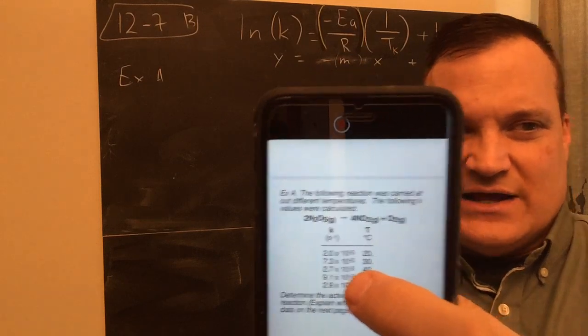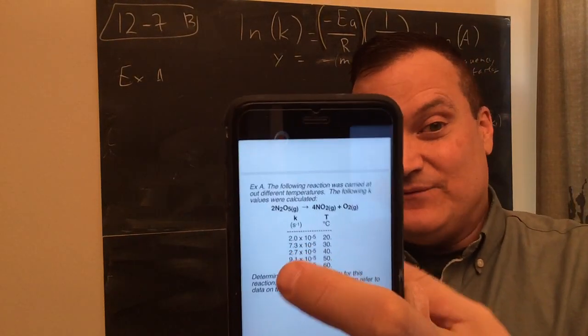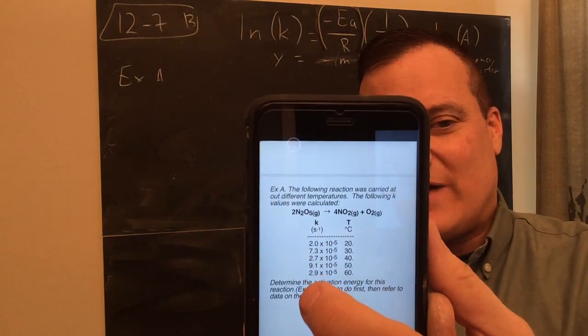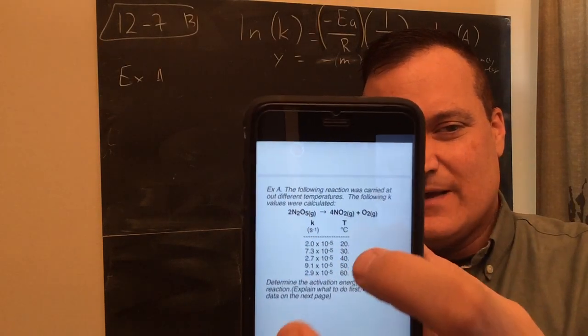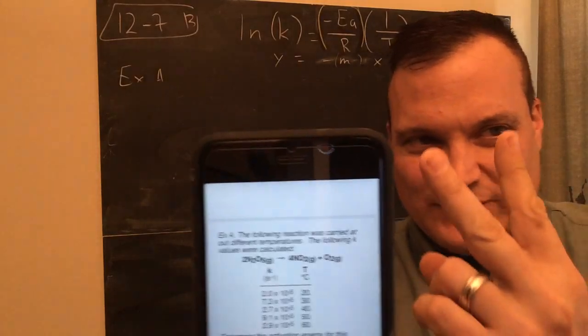Here's what has to be done. K and temp aren't going to help me if I graph those out. But if I take the natural log of all 5 of those values, Ln of all those, I can write it right there. Natural log of K, put it there. And for the temperature, I've got to do 2 things.